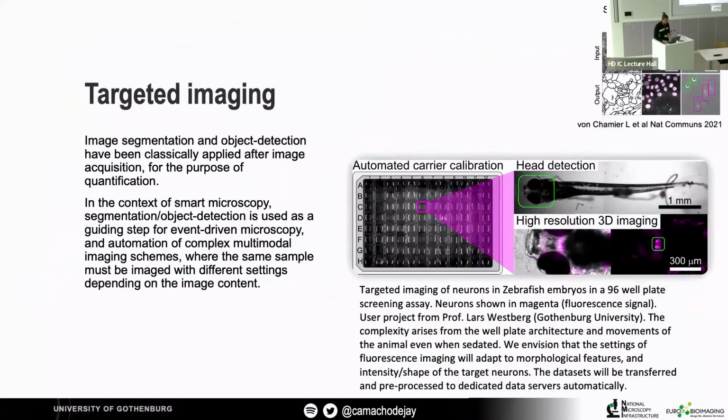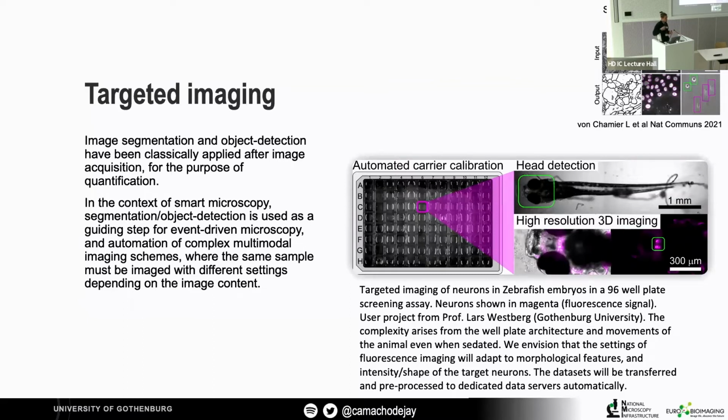So I think one of the most intuitive or obvious things is this idea of targeted imaging, right? So the idea is that in the field of image analysis, we have been using image segmentation and object detection for many years, but usually for the purpose of quantification, right? The images have already been taken, then we analyze them and we try to extract some information from them. In the context of microscopy now, we're going to do this object detection, but actually as a guiding step, right?